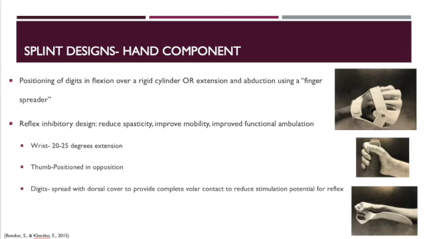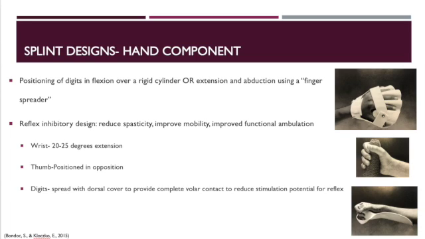When it came to the hand component of the splint, our textbook mentioned common designs that have been found in research, including the following examples on the slides. These designs appeared to have evidence supporting them. The textbook also mentioned a reflex inhibitory design that I wanted to mention briefly. It mentioned that it reduces spasticity and improves mobility.